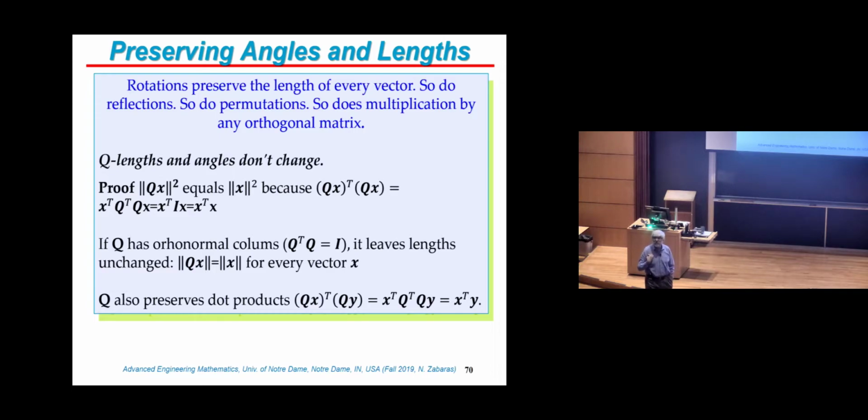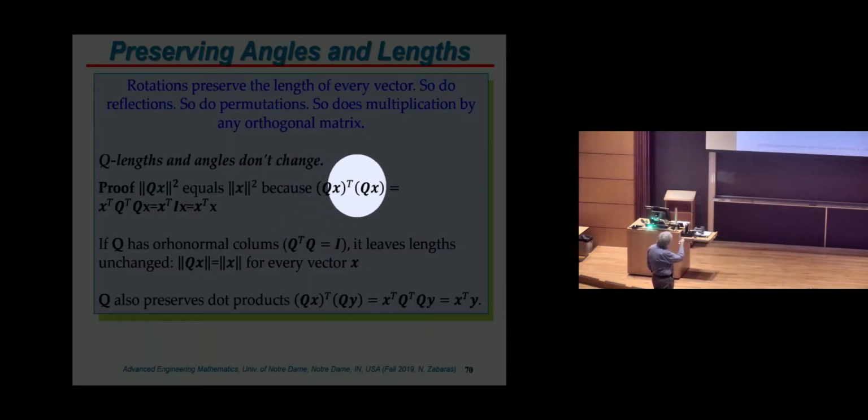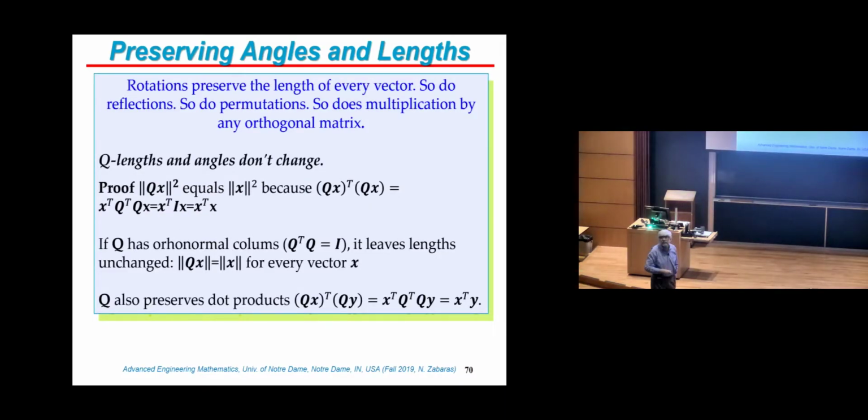How do you calculate the magnitude? You remember it's the square root of the inner product. So if you have a vector Qx, what is the inner product of Qx with Qx? It is x transpose Q transpose Qx, right? You agree that the squared length of Qx is x transpose Q transpose Qx, and Q transpose Q is I, so the length is preserved.